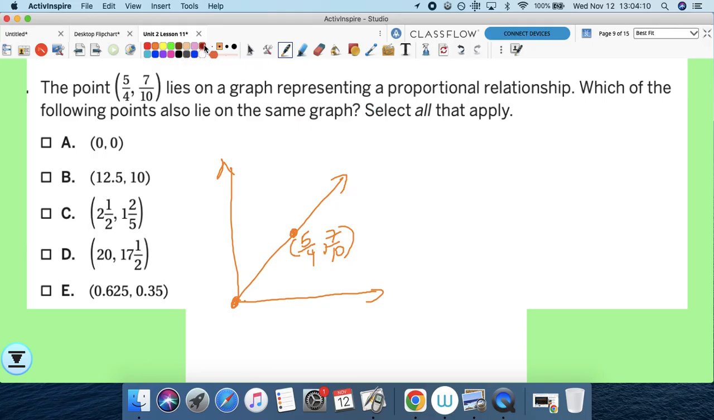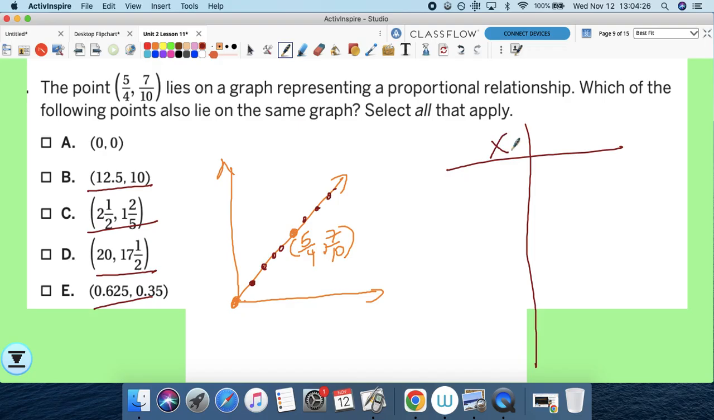They're asking us, are these other points on the line as well? So, what does that mean? If they're on the line, let me create a table. And on that table, let me create the one point that I know for sure, 5/4. And then when x is 5/4, y is 7/10.